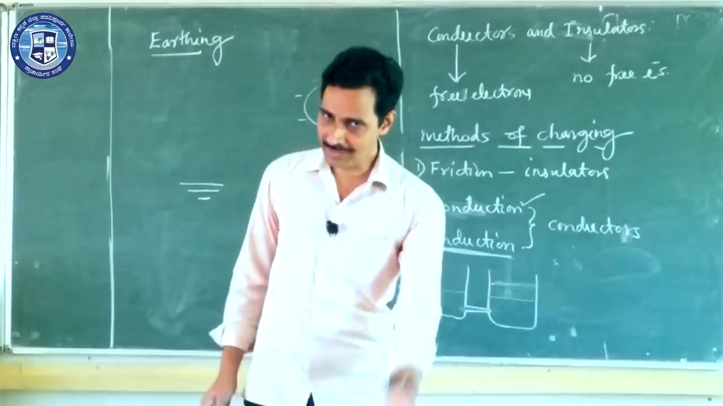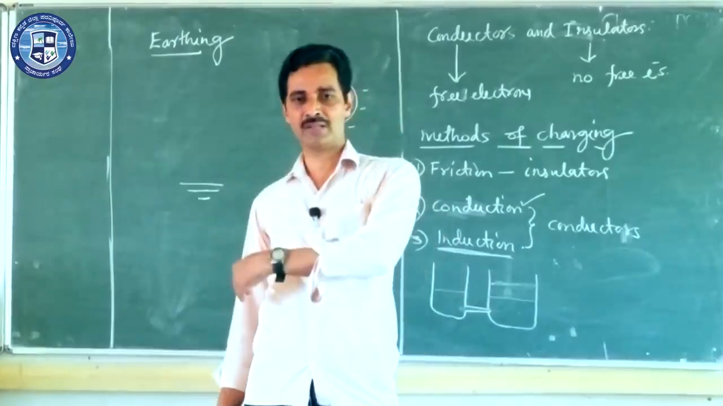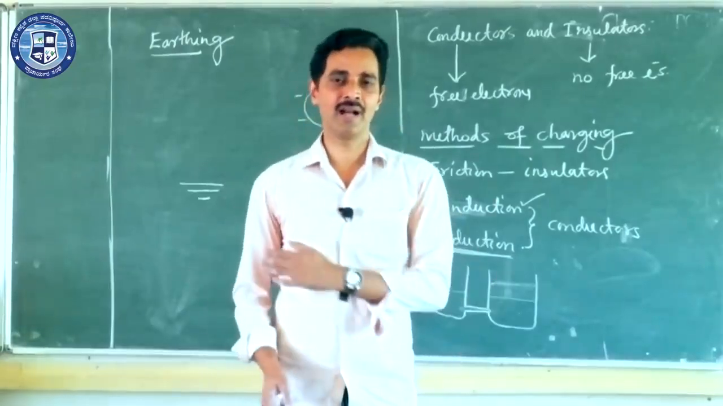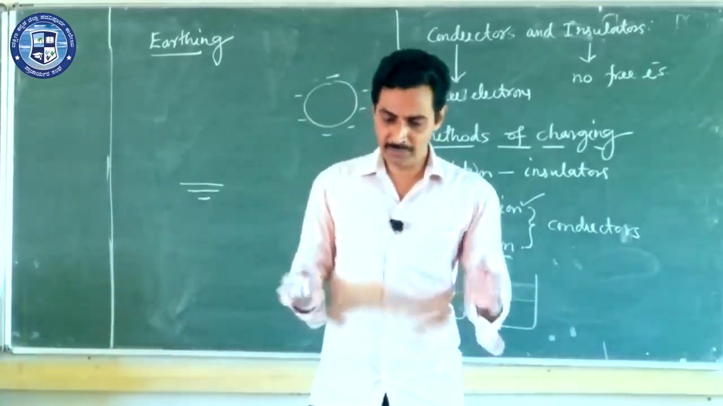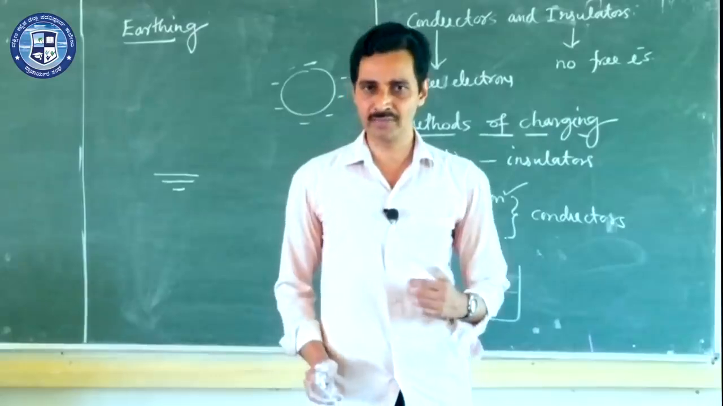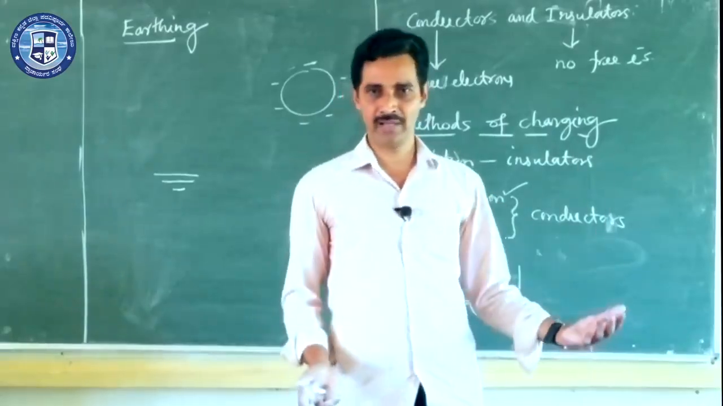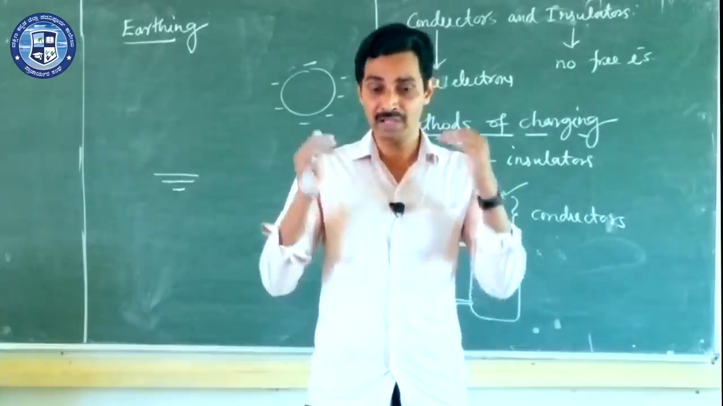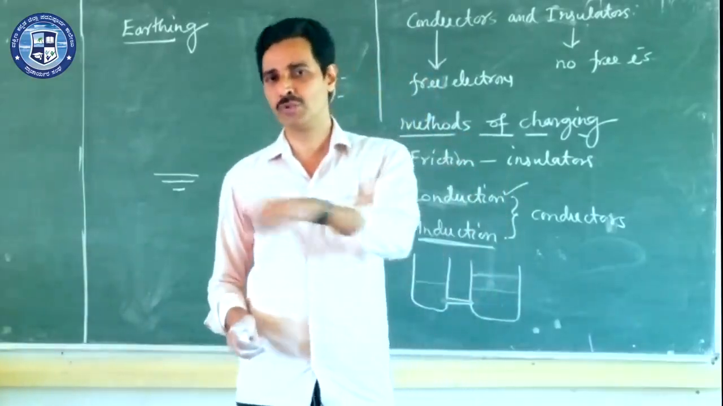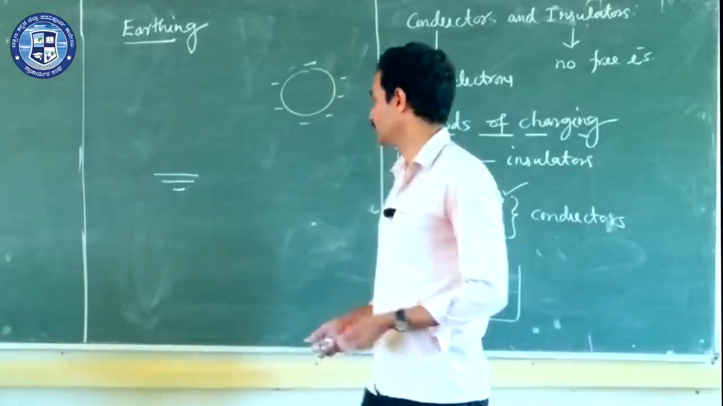Similarly, if you add electrons to or remove electrons from Earth, the charge of the Earth doesn't change. Earth is a reference for us for everything. Earth is available everywhere and you can connect anybody to the Earth. So conventionally we take that the Earth is neutral. The charge of the Earth is neutral.